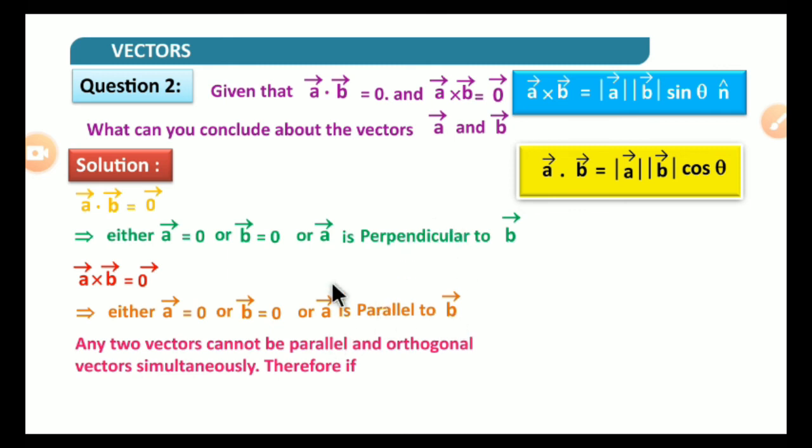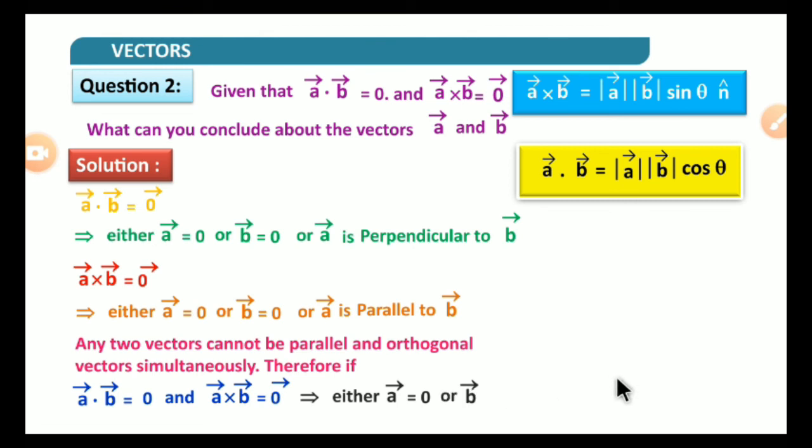But this is not possible simultaneously. Therefore, here we can take A dot B is equal to 0 and A cross B is equal to 0 vector. Either A is 0 vector or B is 0 vector. So this is the conclusion about the vectors A and B, because both vectors cannot be perpendicular or parallel simultaneously. Therefore, A is 0 vector or B is 0 vector, which is the conclusion for this given problem.